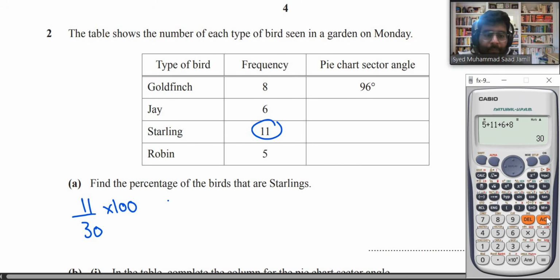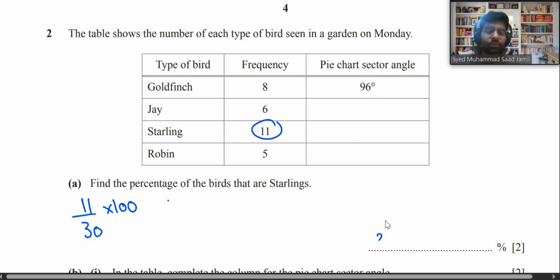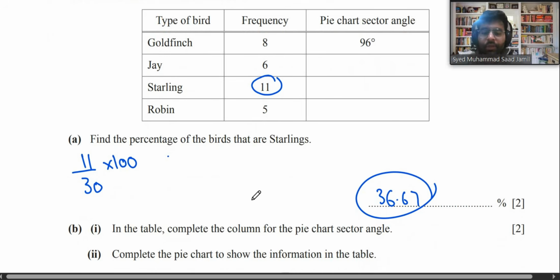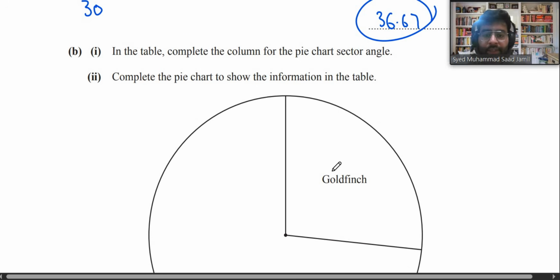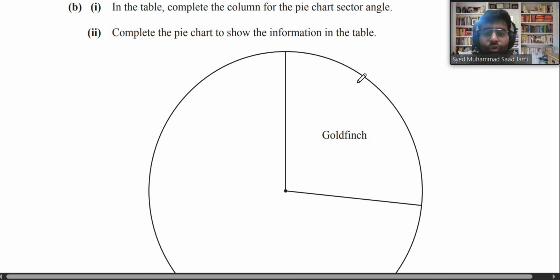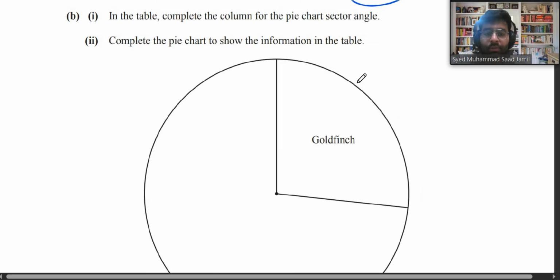So we do 11 upon 30 multiplied by 100. So it's 36.6666, so it becomes 36.67. Now, in the table, complete the column for the pie chart sector. Complete the chart to show the information in the table.